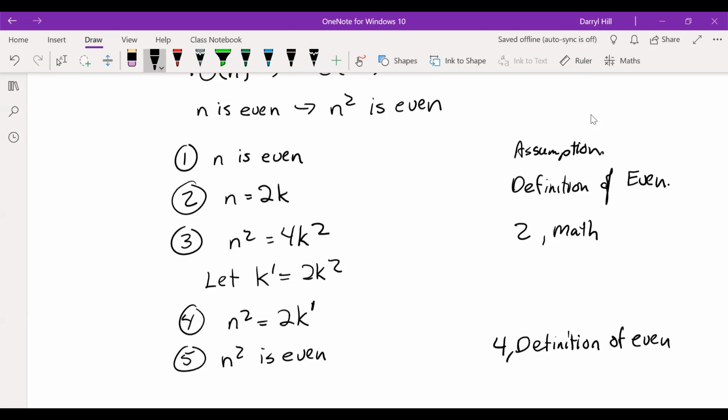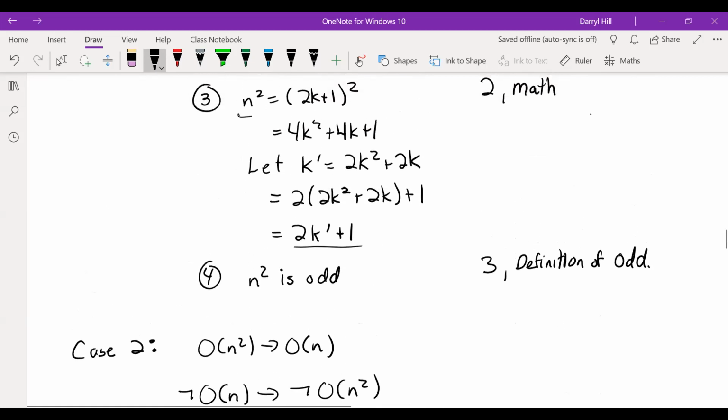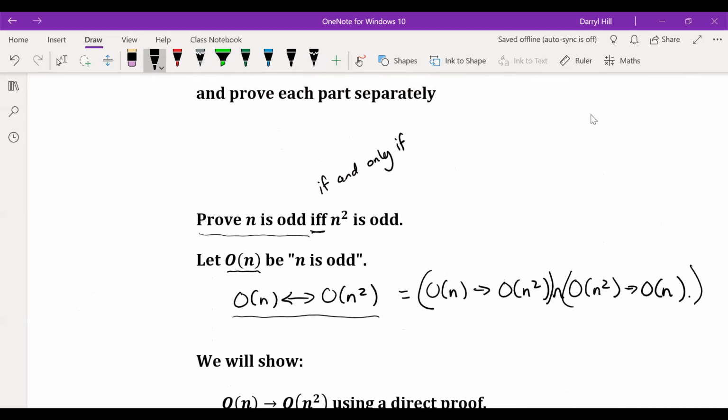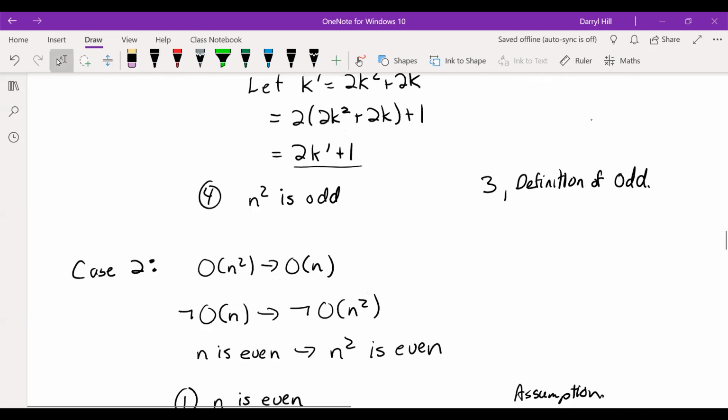All right, so since we've proven the implication both ways, we've proven our original argument, which is that n is odd if and only if n squared is odd. Good. Any questions? Okay.